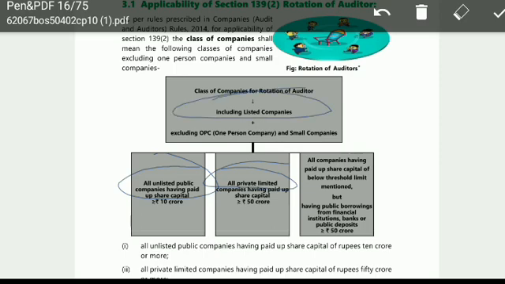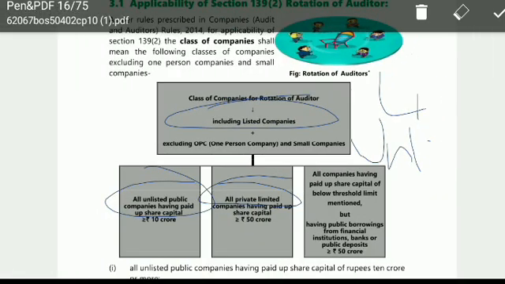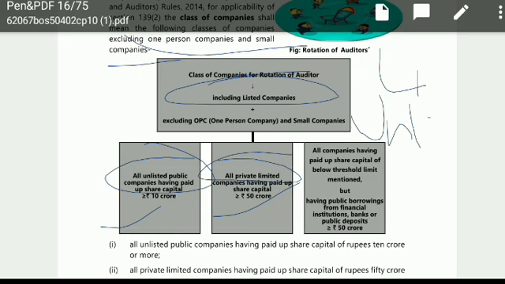So rotation of auditor. For the rotation of auditor, the class of companies were listed companies, unlisted public companies, and private limited companies. So here were private limited companies also, and unlisted public companies also. Okay, here one person company and small company were excluded. So on what companies is rotation of auditor applicable? All listed companies, unlisted public companies whose paid up share capital is greater than or equal to 10 crores, and all private limited companies whose paid up share capital is greater than or equal to 50 crores, or whose threshold limit is below but their borrowings are greater than 50 crores, right? We have studied this.